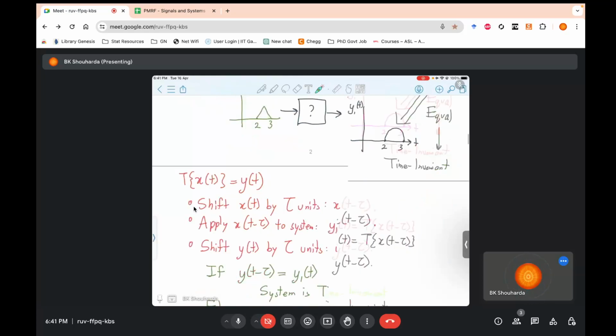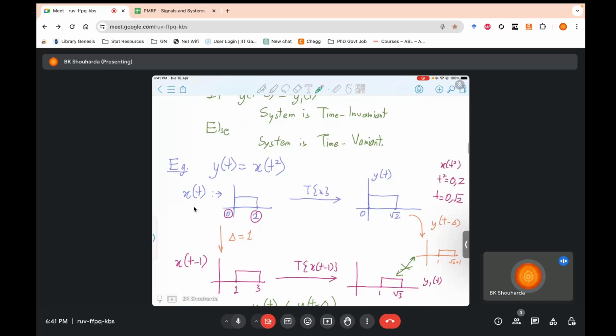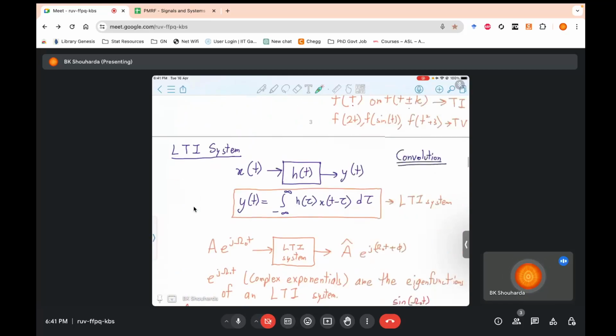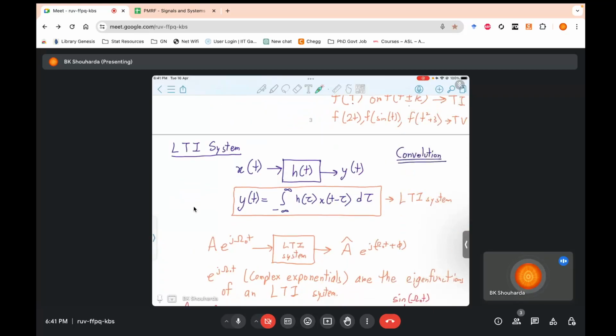Okay, time invariance. And now an important trick that I mentioned for time invariance was that you have to see whether the time variable is being manipulated or not. Like f(2t), f(sin t), f(t square plus 3), these are time variant systems. Things like f(t plus or minus k), these are not time variant, these are time invariant. Then LTI system's fundamental property is convolution, which is this expression, the convolution integral.